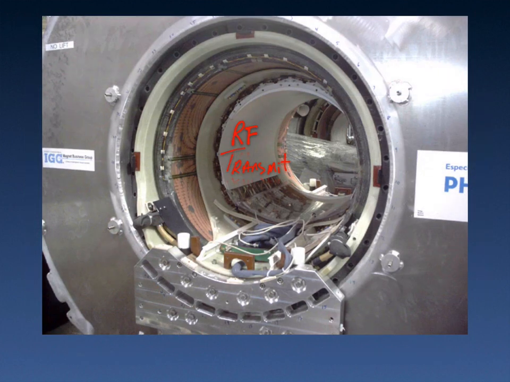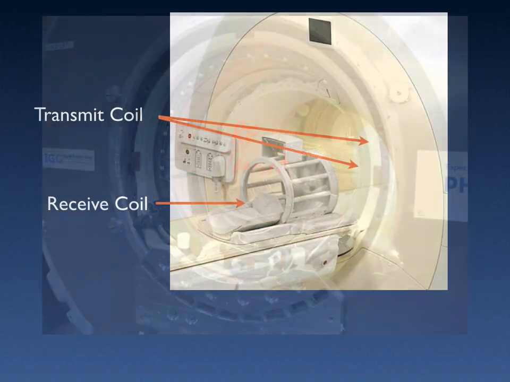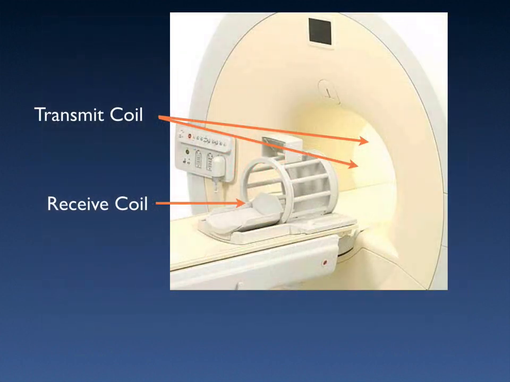This is a photo of a whole-body superconducting 1.5 Tesla MR system with the covers removed. And here you see a photo of the integrated RF body coil. This body coil is used to transmit when a receive-only coil is utilized for detection of the signal.